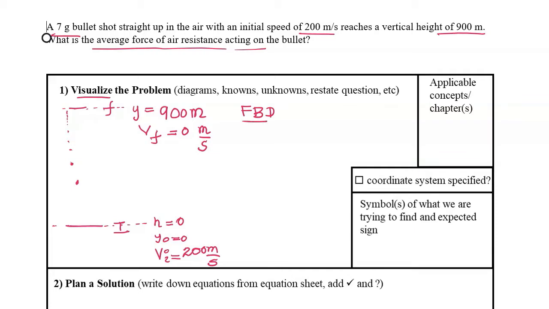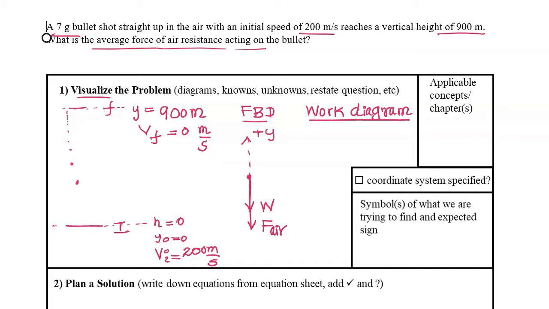Let's draw a free body diagram for the bullet. I'm going to start by defining the coordinates. I'm going to take up as positive y. In the free body diagram, we have to show the weight of the bullet acting directly downwards, and then we have the force of air resistance acting directly downwards, because air resistance opposes the motion. So if the bullet is moving up, the force of air resistance should act downwards.